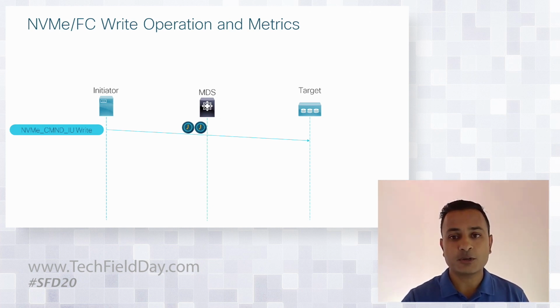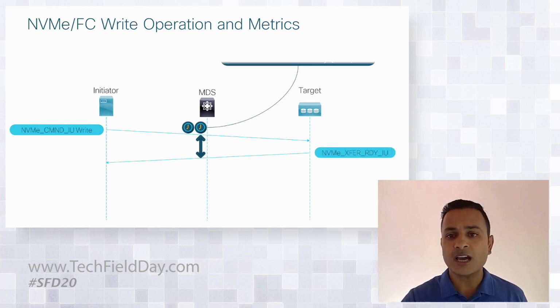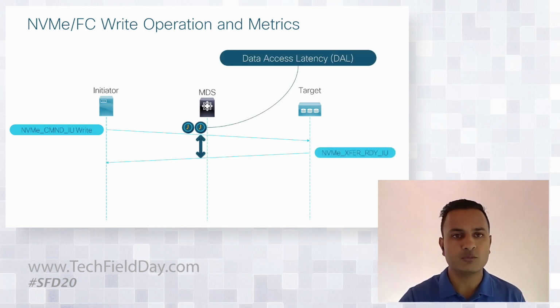It reaches the target, but what happens in between, the MDS switches make a state of that transaction using our ASICs and the NPU. The target responds back with what we call a transfer ready, and this particularly happens with write operations only. Now, the time taken between the command frame and the transfer ready frame is what we call data access latency. Well, there are different terms for this particular time across the industry. Probably you have heard of command to first IO, but the overall concept is the same.